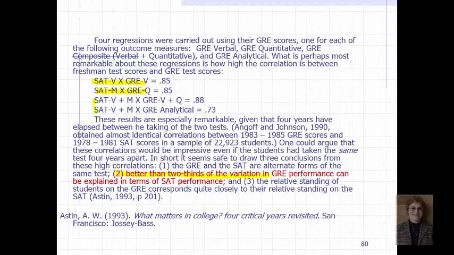Better than 2/3 of the variation in GRE performance can be explained in terms of SAT performance. So how did that happen? We took these correlation coefficients and squared them, and 0.85 squared is 0.722, which is more than 2/3, more than 67%. So these things really are used in research.